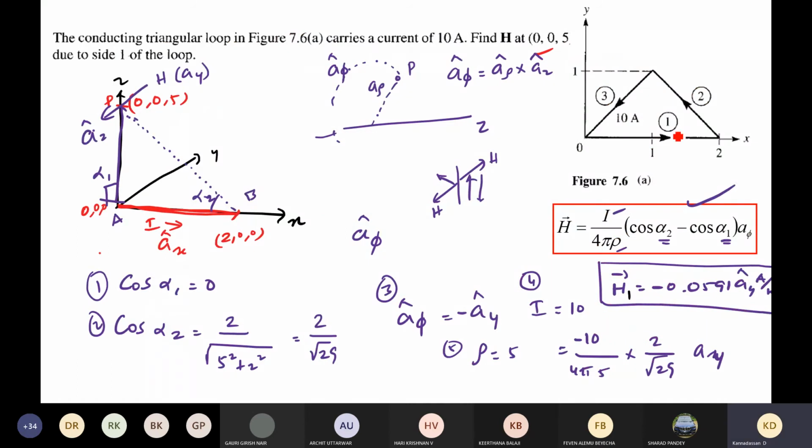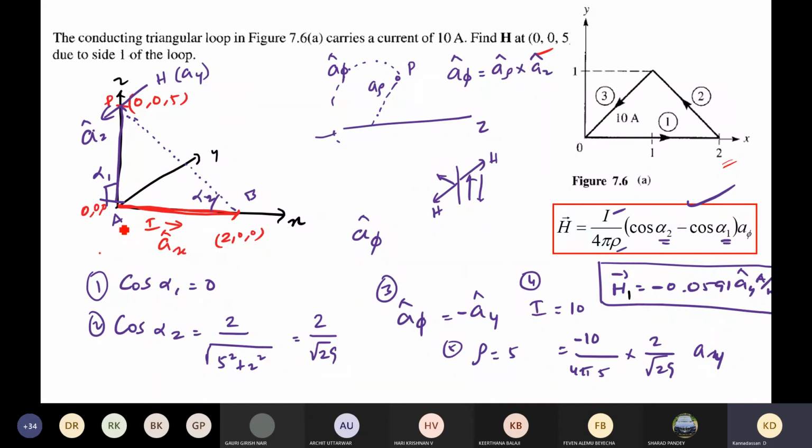So this is the point P. Along the X, Y and Z axis, the current line is placed and the current I is passing from A to B, where A is located at 0, 0, 0 and B is at a particular point, which is nothing but 2, 0, 0. So here it is clearly mentioned where it is.